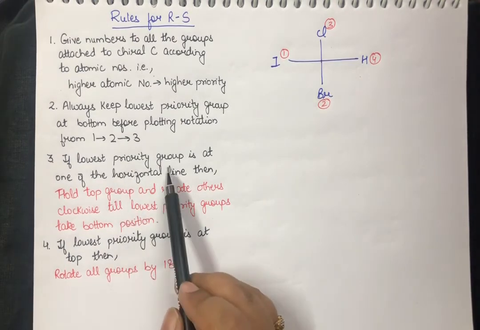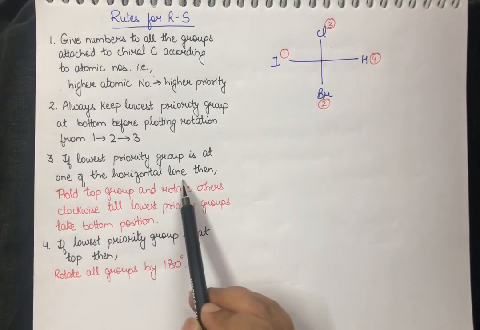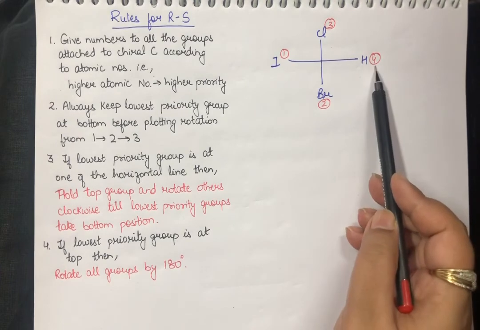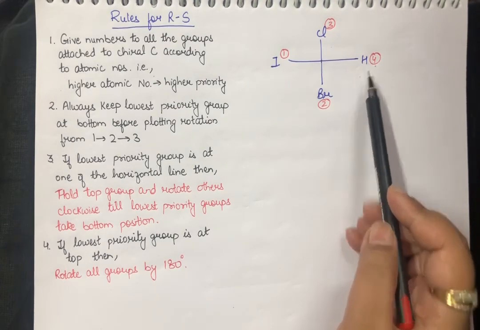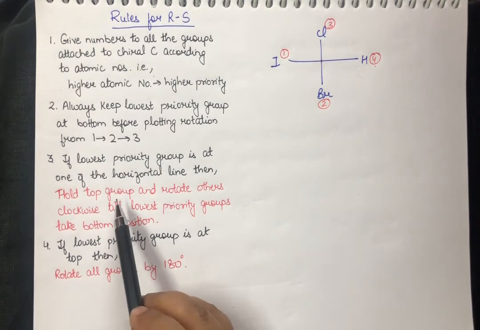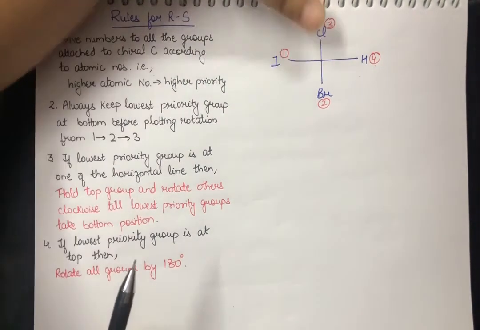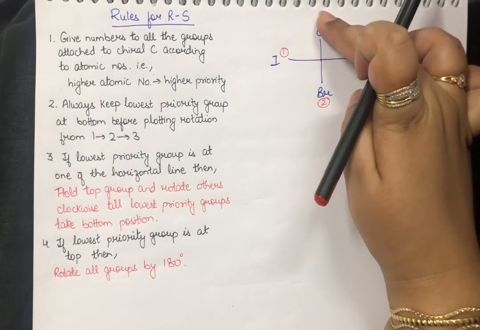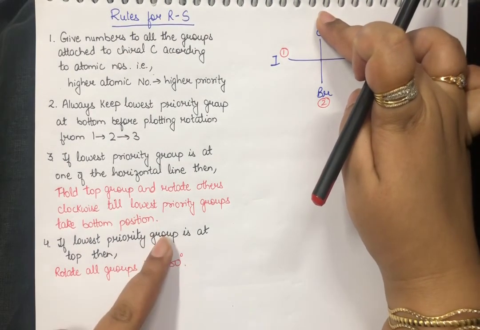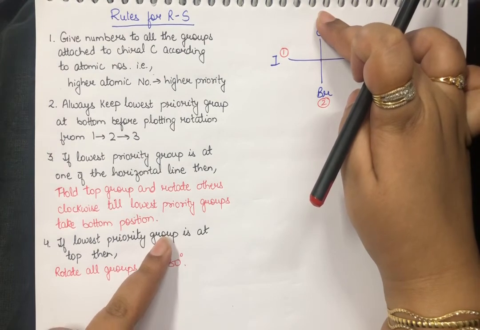So if the lowest priority group is on one of the horizontal lines, as I can see from here, my lowest priority group is on the horizontal line. So what you will do is hold the top group. I will keep my thumb here like this. I will hold the top group and rotate the others clockwise till the lowest priority group takes the bottom position.